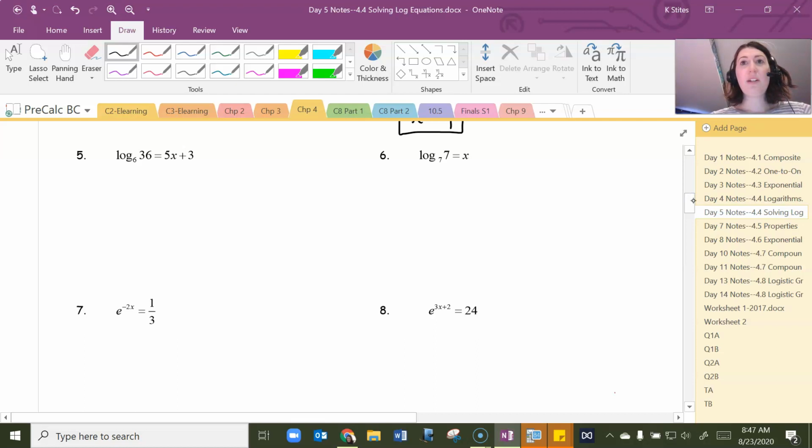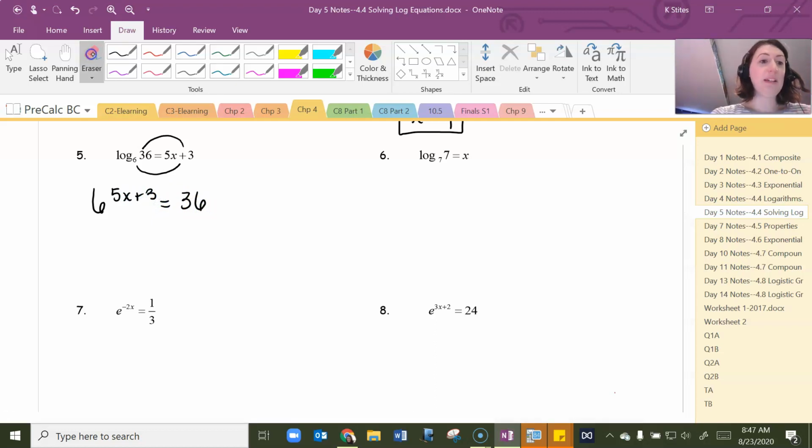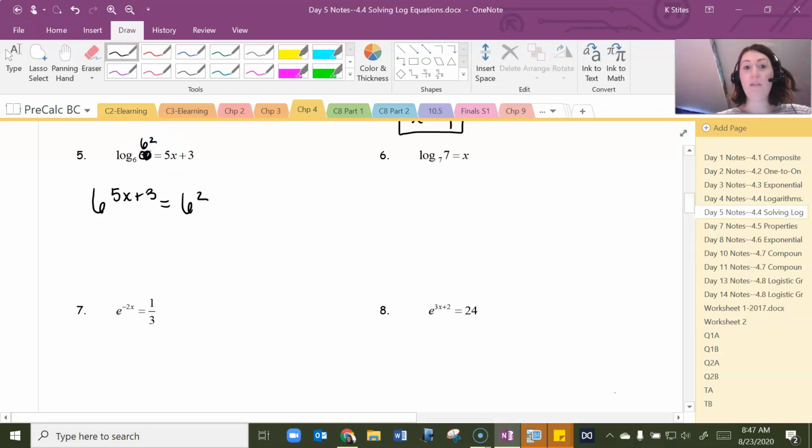Okay, same sort of thing here. I'm going to put this into exponential form. 6 to the 5x plus 3 is equal to 36. And 36 can be written as 6 squared. What some people prefer to do is take this 36 and write it as a 6 squared right now, because then your log base 6 of 6 will cancel and you'll automatically have that 2 equals 5x plus 3, which we'll end up doing here anyways.